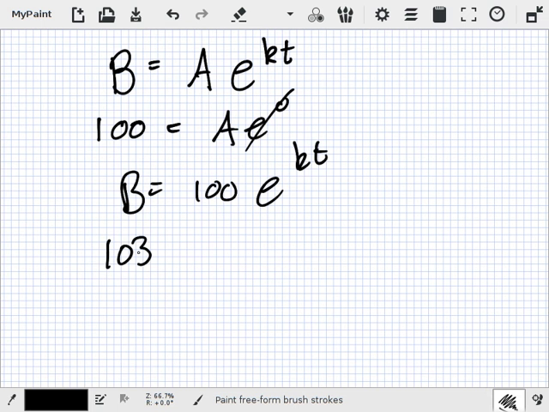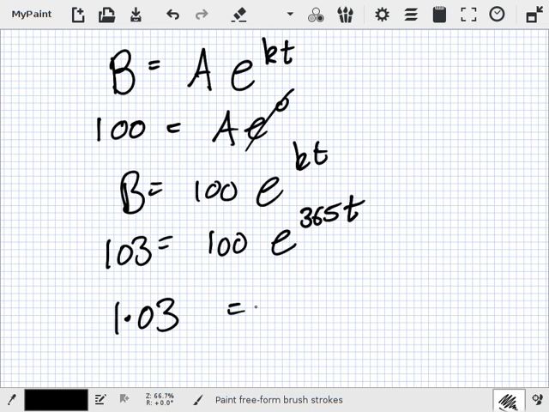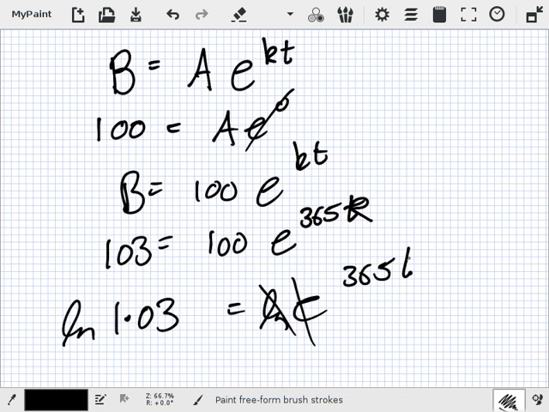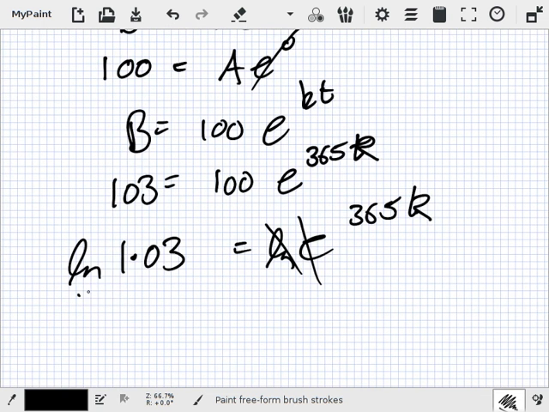So 103 equals 100 e to the K T, and are we measuring t in years or days? Days. Like that. Okay. So divide, and then log, cancel, and sorry, that should have been a K, and then divide by 365. So that leaves me with the K.